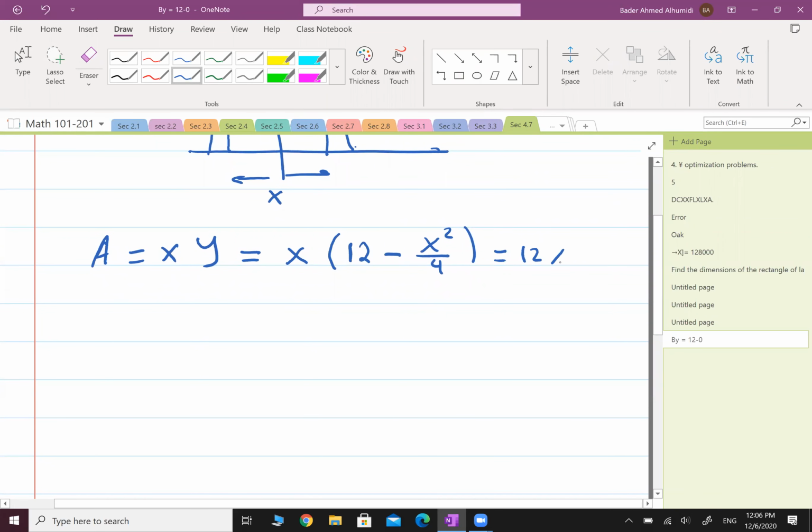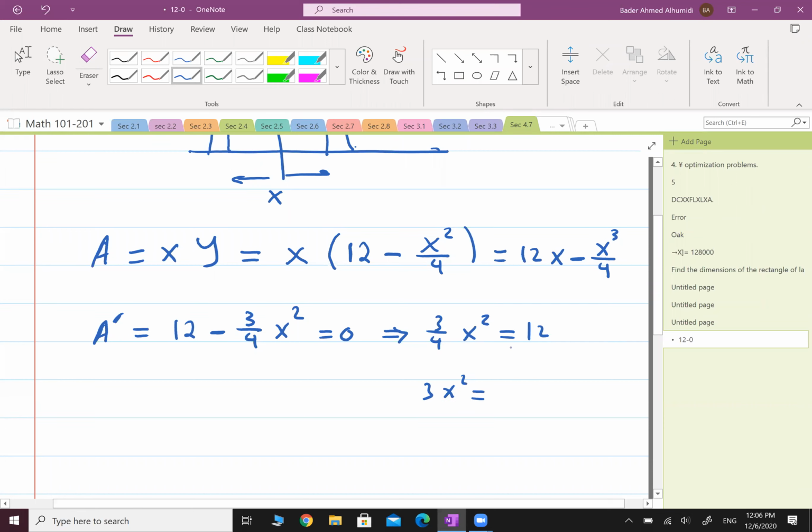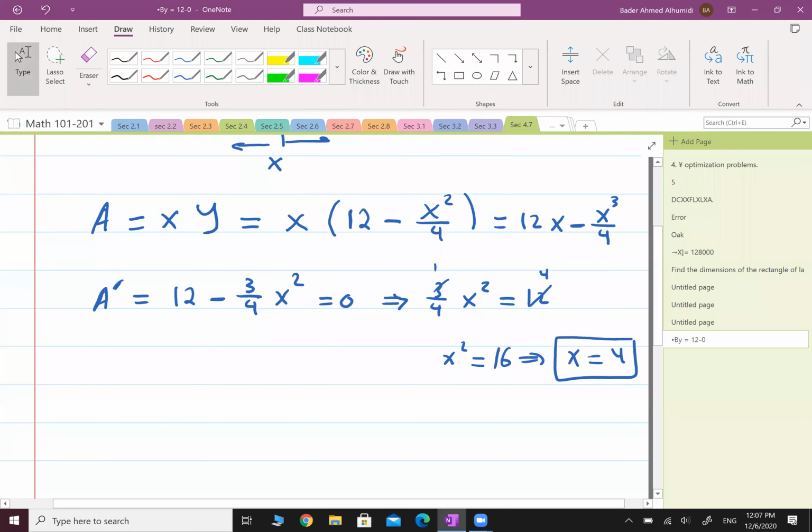This is 12x minus x cubed over 4. When you find the derivative now, A prime, it will be 12 minus 3 over 4 x squared. If you make it equal to 0, then you have the following. It will be 3 over 4 x squared is equal to 12. So 3 x squared is equal to, of course you can divide by 3 here, it will be 1. This will be equal to 4. So x squared will be equal to 16. And x in this case will be equal to 4. Now, if x equal to 4, what will be our y coordinate? x equal to 4, that will give me maximum.